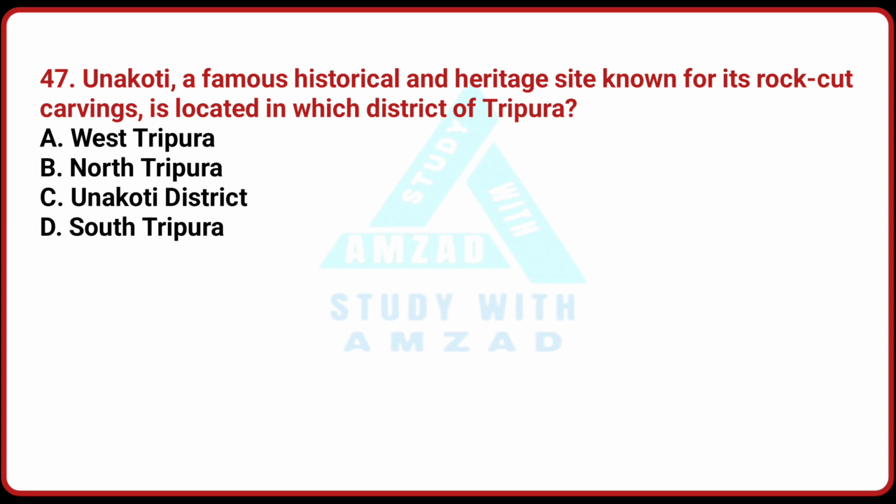Question number 47. Unakoti, a famous historical and heritage site known for its rock cut carvings, is located in which district of Tripura? Option A, West Tripura. Option B, North Tripura. Option C, Unakoti district. Option D, South Tripura.